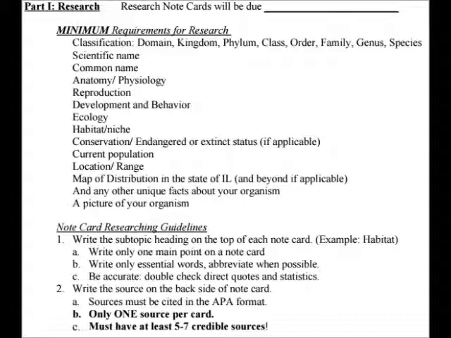Now when we say credible sources, Wikipedia is usually not a very credible source because anyone can edit that page. But if you go to a Wikipedia page and go to the bottom, you'll find links to other sources that are probably more credible. So again, use it as a starting point, but don't cite it as a source. Go to the links at the bottom, find the actual source of where they found the information. Also .org, .gov, .edu are usually pretty good sources, but again, double check them, make sure they're credible before you cite them.